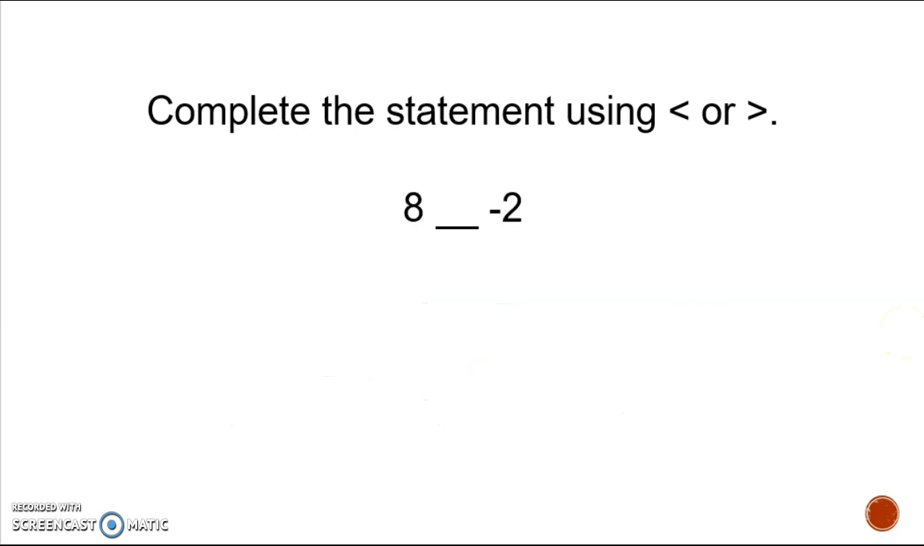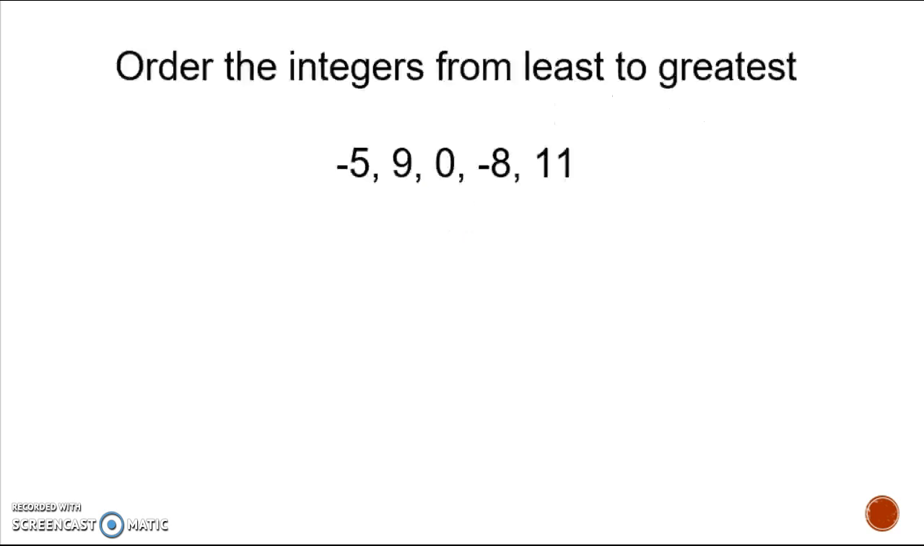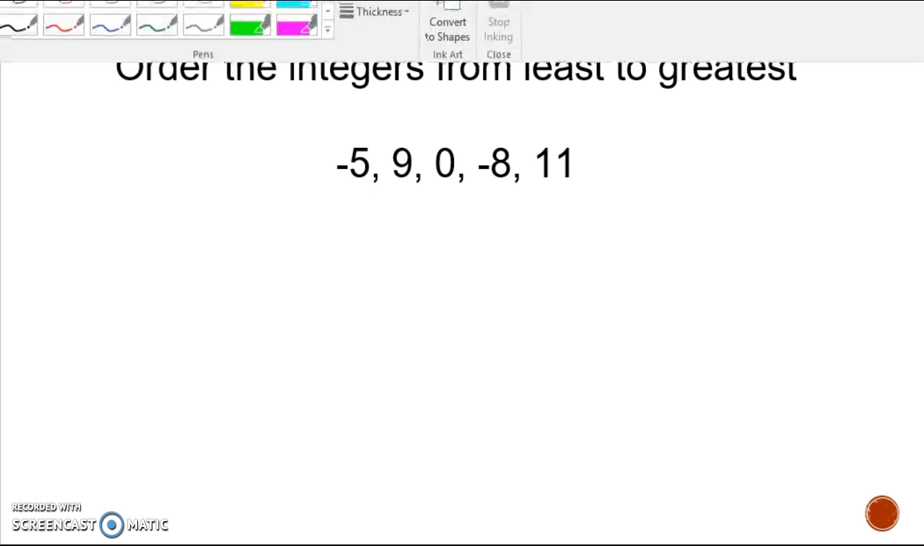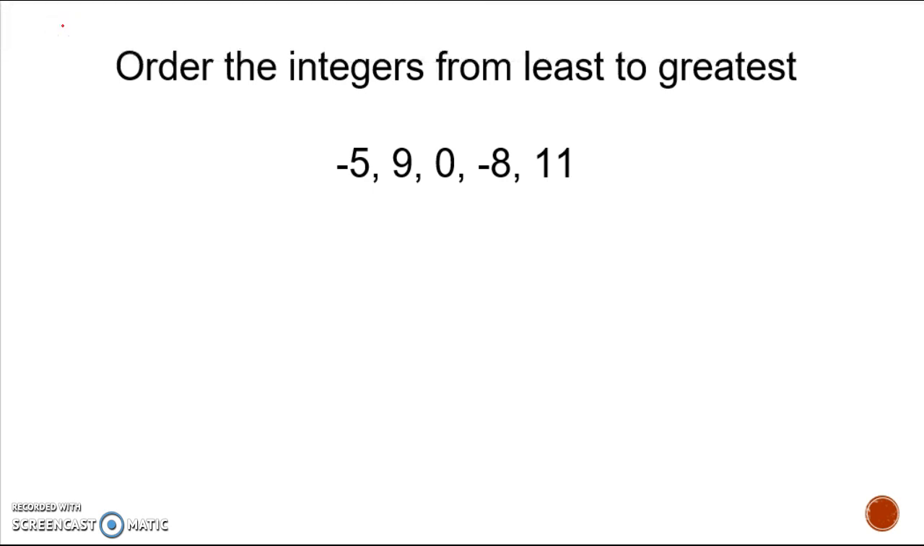All right, so for this one, we would do the same number line, and we would say that 8 would be greater than -2. And here we're ordering the integers from least to greatest. So again, if you want to draw a number line, you absolutely can. If not, though, you can just see which number is the smallest. So that would be a -8. Then it would have -5, 0, 9, 11.